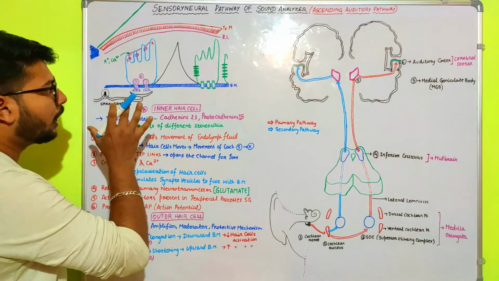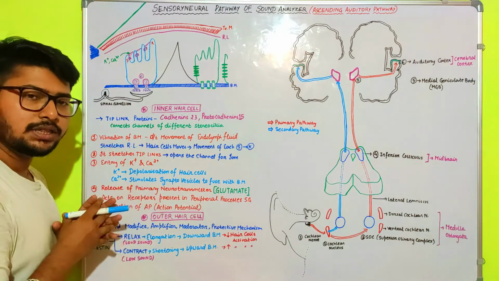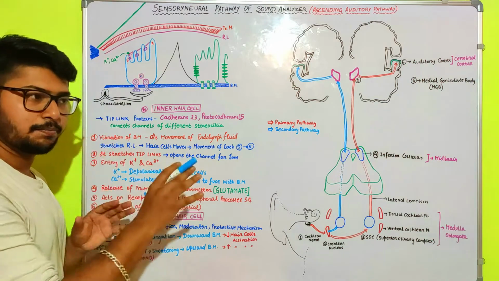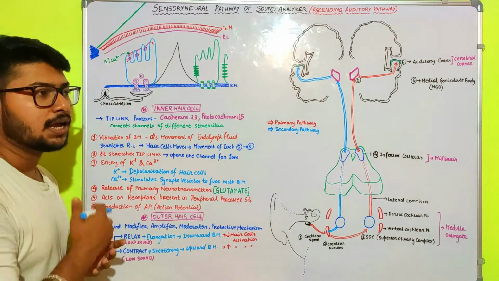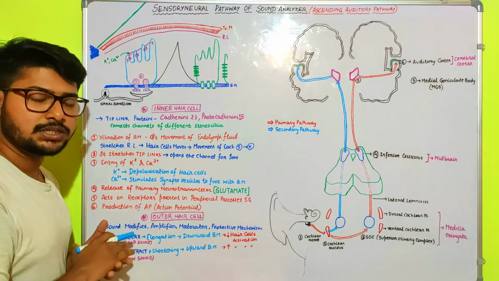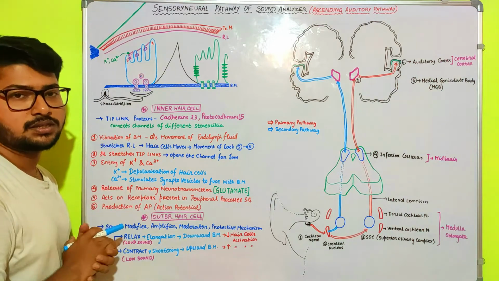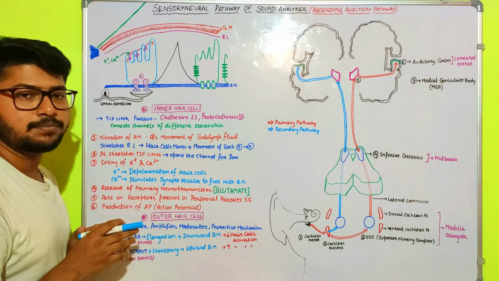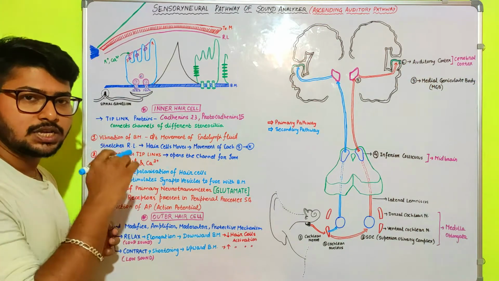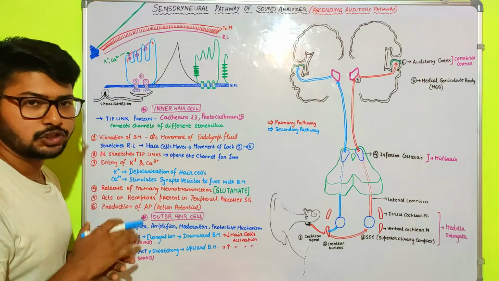Okay, so let's start with how this sound stimulus comes. First of all, when the sound wave comes to our external pinna, it beats on the tympanic membrane, and that leads to vibration of the ear ossicles, and those vibrations lead to production of mechanical energy. Then the footplate of the stapes beats over the surface of the oval window, and it produces fluid vibration in the perilymph of the scala vestibuli.